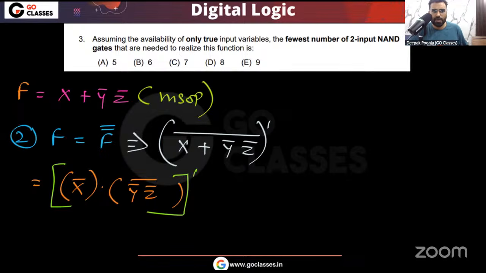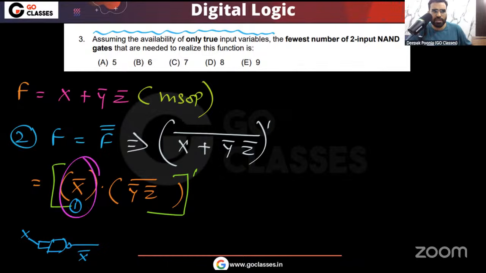Very simple. Now you can notice for X bar, I need one NAND gate. Let's find how many two input NAND gates are required. Remember the question says to assume the availability of only true input variables, meaning X bar is not available to me. I need to generate X bar, and to generate X bar, I need one two input NAND gate. This two input NAND gate will give me X bar. So very simple, one two input NAND gate I need here.